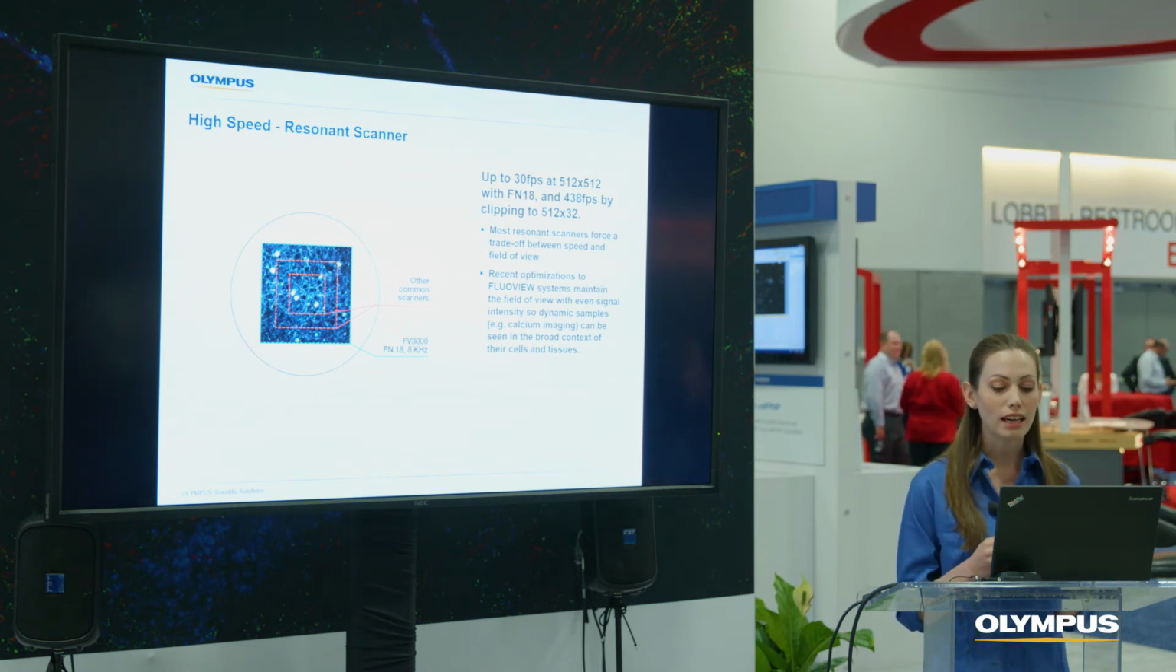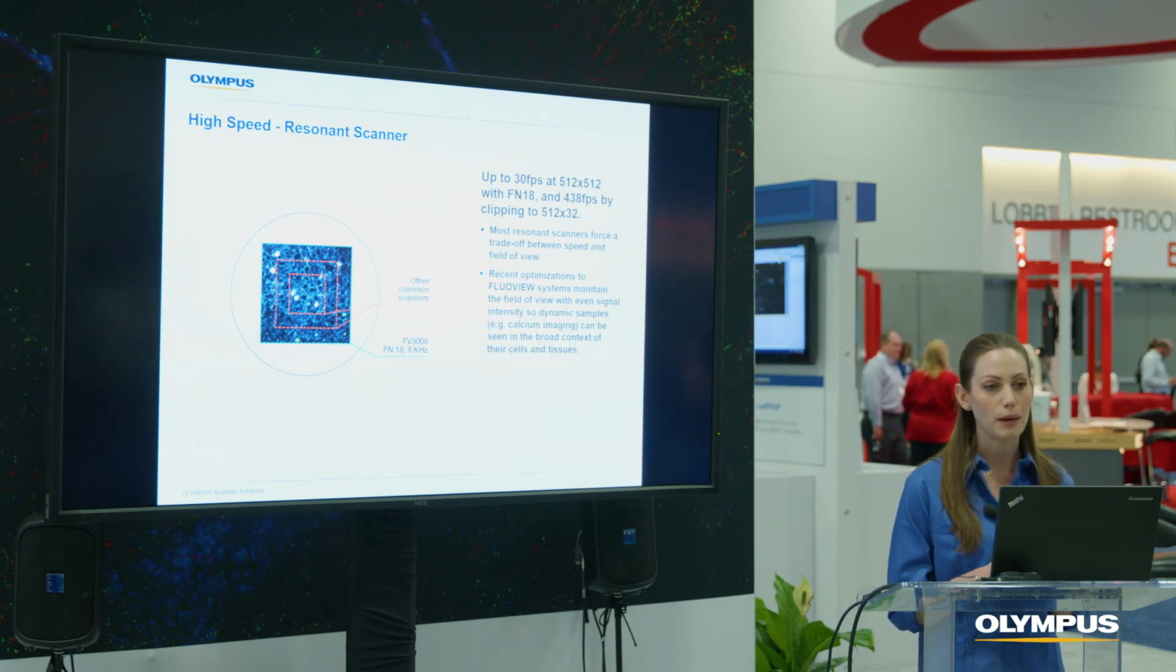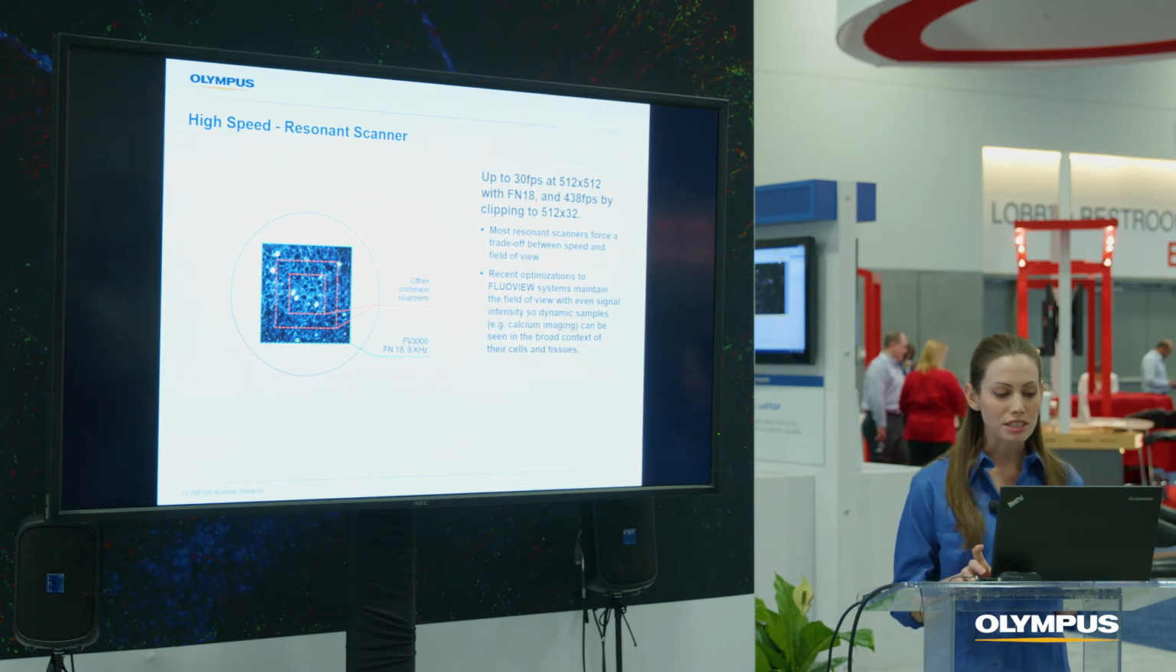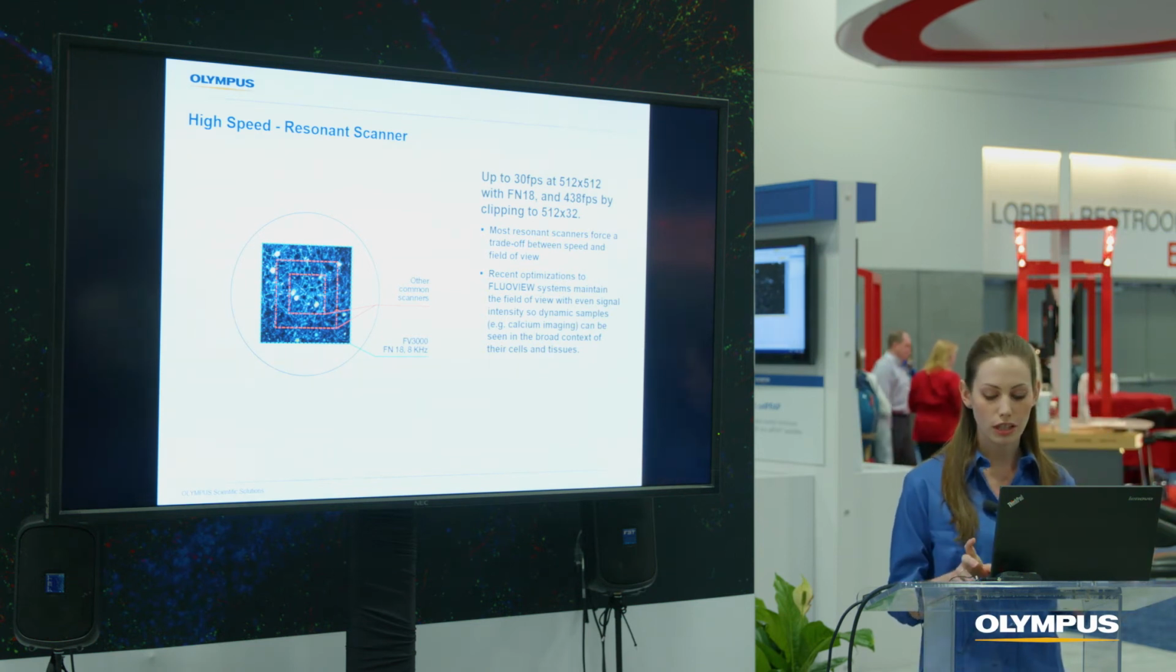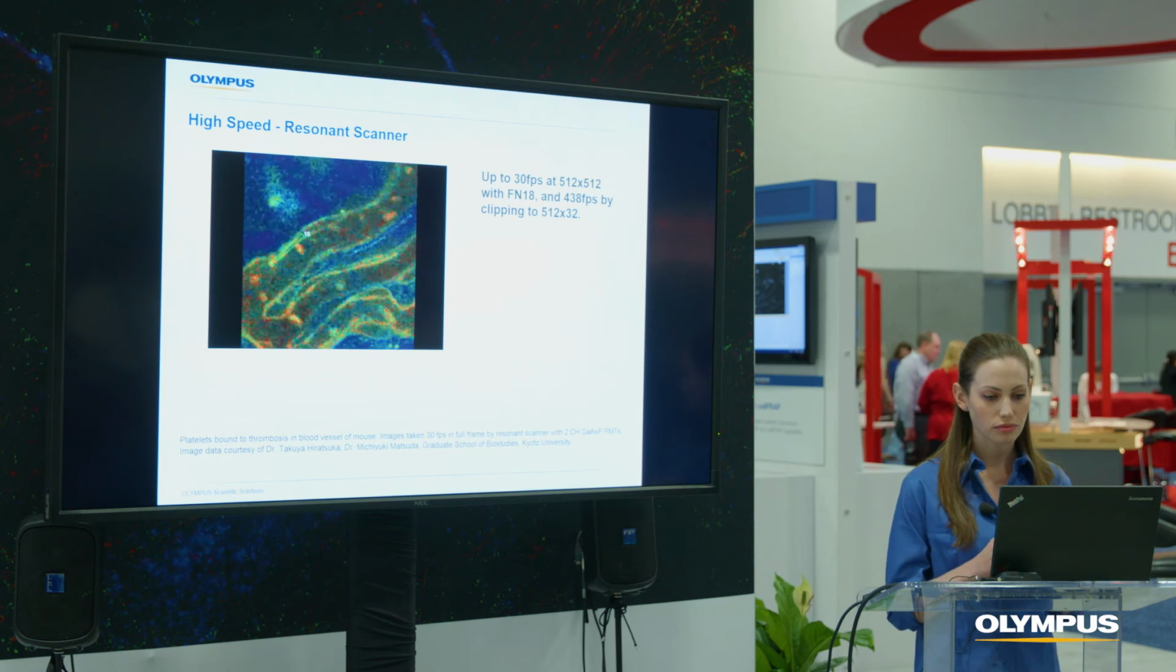And by clipping down to 512 by 32, you can gain up to 438 frames per second, which is really going to allow you to capture those really high-speed physiological events such as calcium imaging, as well as others. So it's important to maintain that field of view so that you can capture your physiological data in the broader context of what's going on in your sample.